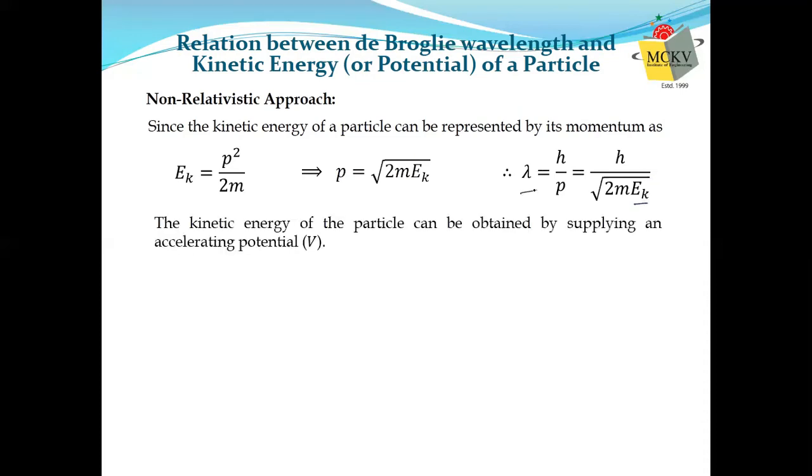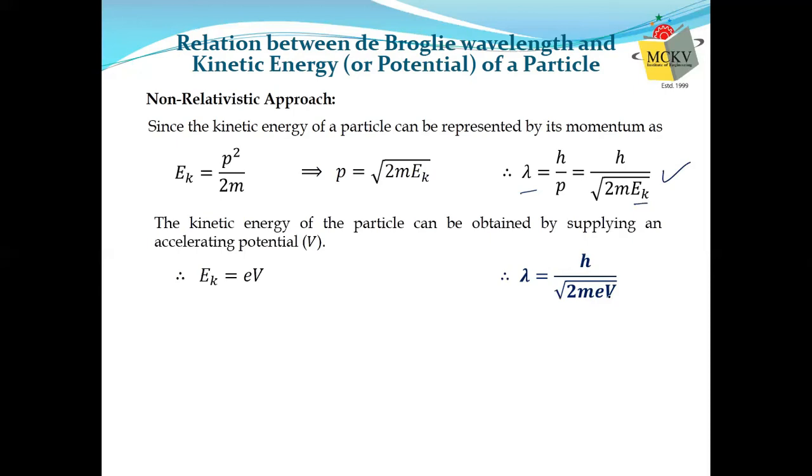Instead of kinetic energy, if we know the accelerating potential, then that accelerating potential actually gives the required potential energy, which is converted into the kinetic energy of the electron. Therefore, kinetic energy Ek can be written as eV, and if we replace the kinetic energy in this equation, then lambda comes out to be h by root over twice m eV.